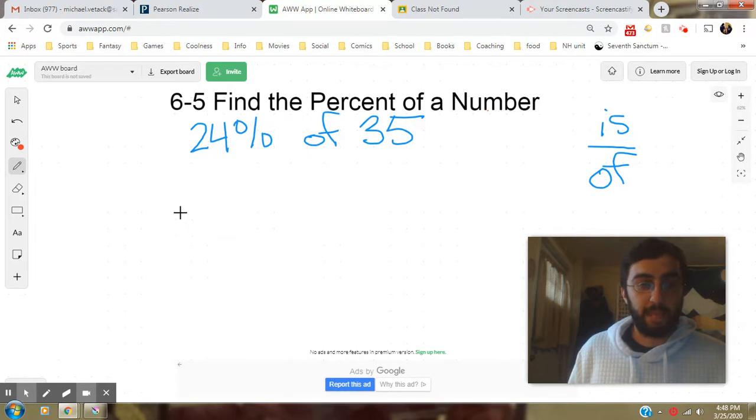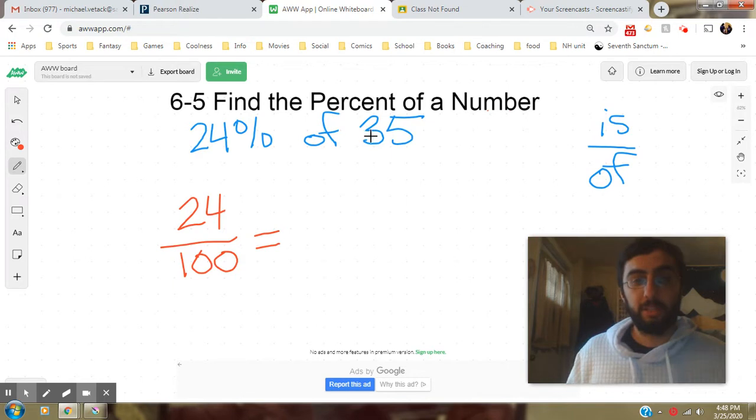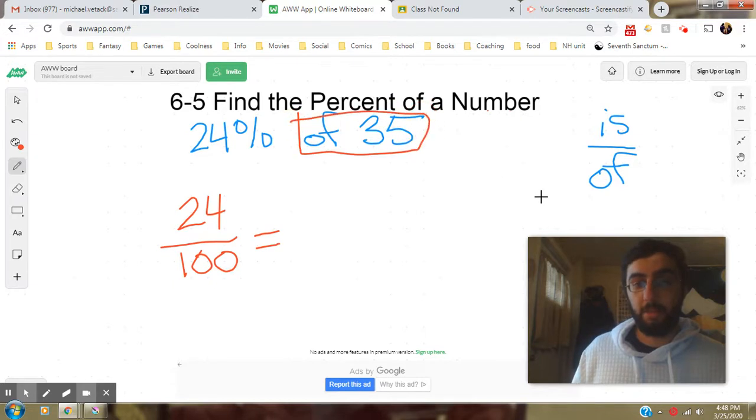So 24%, so that always is going to be the same. It's always going to be over 100. So this time we have the number 24. And we're going to set it equal because we're basically just finding equivalent fractions. So of 35, 24% of 35 is what we're looking for. So again, the of 35, of goes on the bottom, the denominator. So let's put that down there. And we don't even have the word is. We need to find is, so we're going to put an x there.